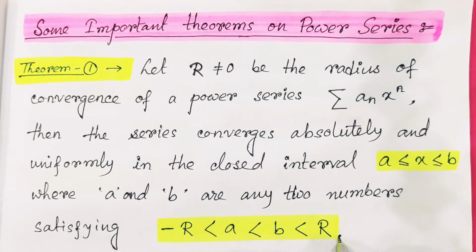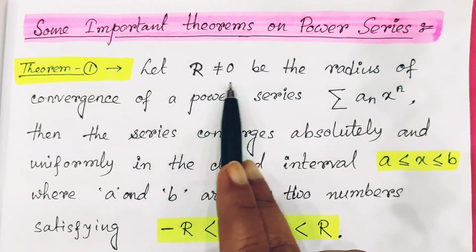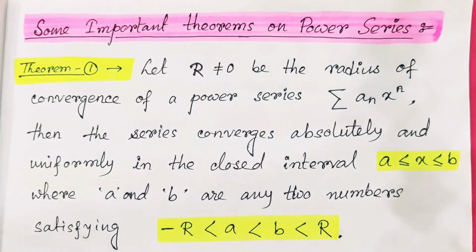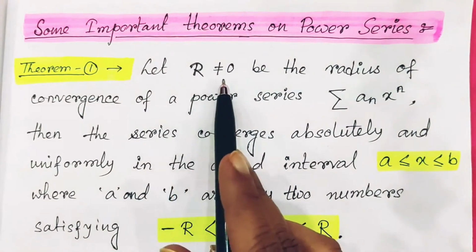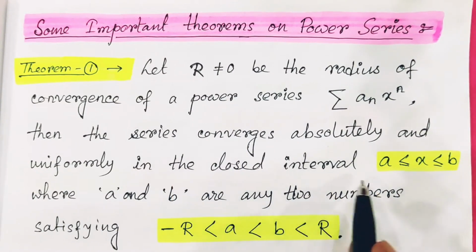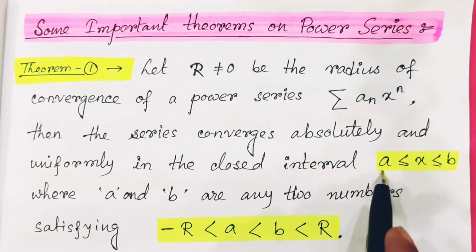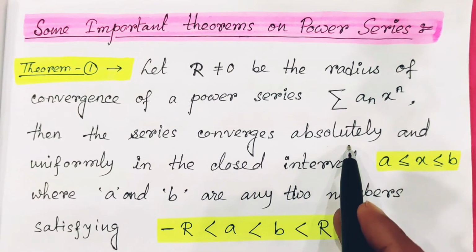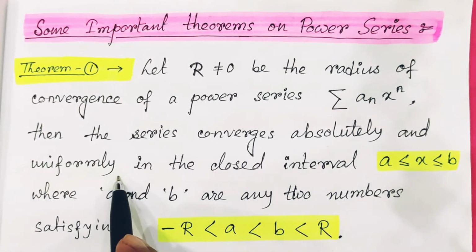What does it mean? If the radius of convergence is not equal to 0, that means it has some positive value. Then this series converges absolutely in the closed interval [a, b]. This closed interval [a, b] lies entirely within the interval of convergence of the power series. One more thing: it is not only absolutely convergent but it is uniformly convergent also.